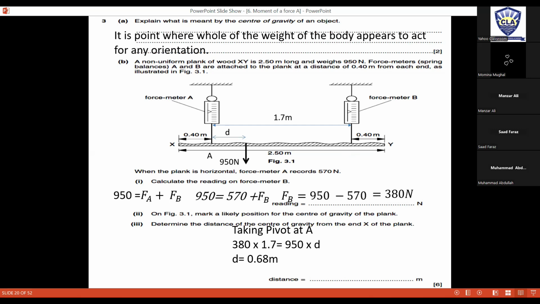What's the distance from X? It is 0.68 plus 0.4, and you get the distance from X as 1.08 meters. You can take any point as pivot. You can take A as a pivot, X as a pivot. It's all your choice. If you take X as a pivot, then you directly get the distance of 950 from X. But then you have to consider the moments of Newton meter A and Newton meter B.